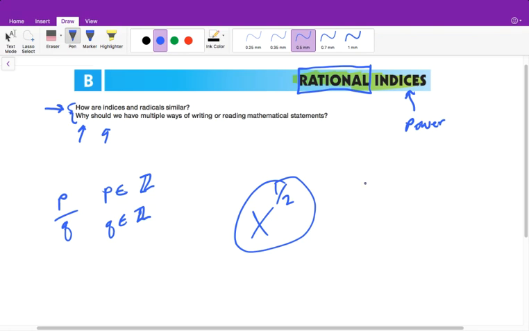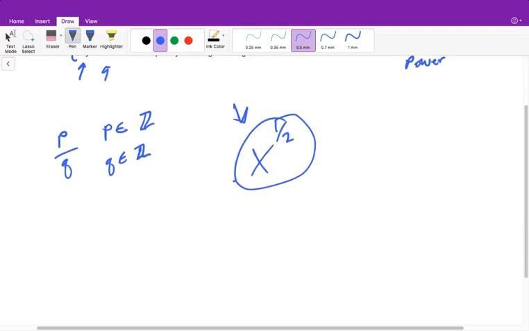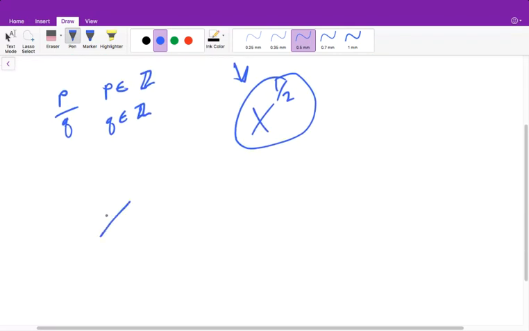All right, now before we get into solving any problems, I kind of want to focus on this question a little bit. How are our indices and radicals similar? So we're going to talk about this example here, right? X to the 1/2 power. So when we have our x to the 1/2 power, sometimes we need to rewrite. It's easier when we rewrite our rational indices as a radical. And we need to know how this translates as a radical.